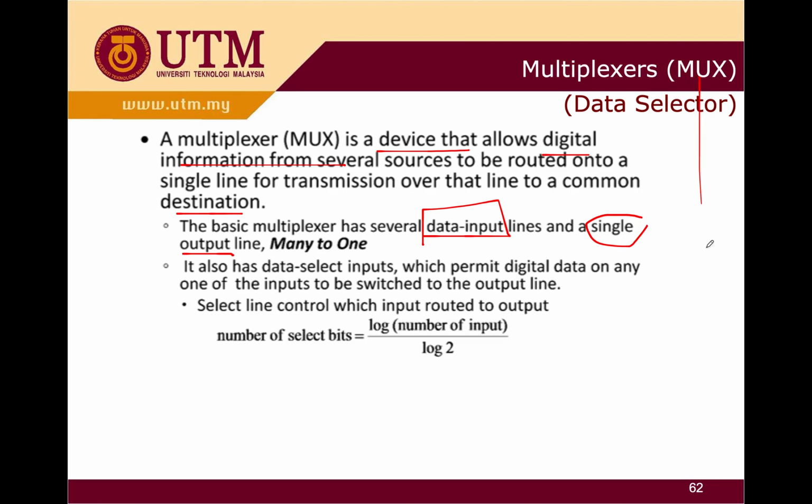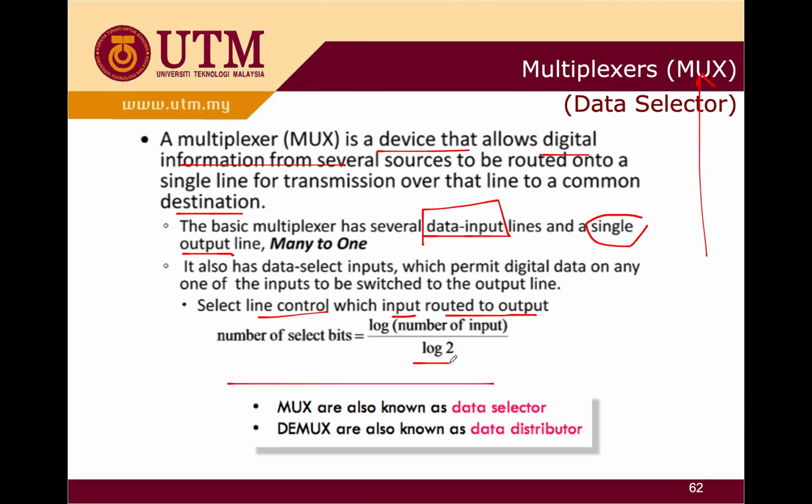So you know that if you have a MUX, you need to know it is many to one. This is the equation for select line control, which selects which input routes to the output. You need to know the number of select bits, which is log of the number of inputs divided by log 2. MUX is also known as a data selector, and DEMUX is known as a data distributor.